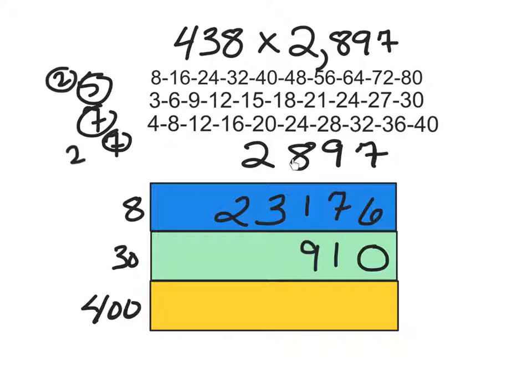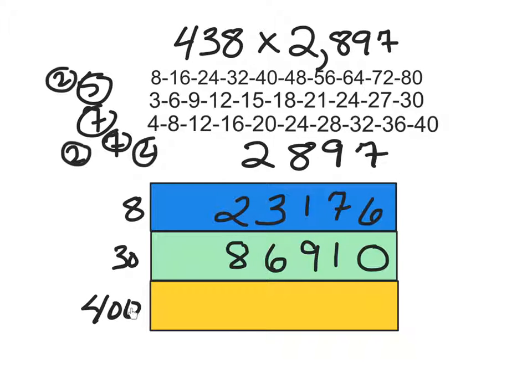3 times 8. 1, 2, 3, 4, 5, 6, 7, and 8 gives me 24. Plus this 2, 26. Drop that 6, carry that 2, and move along. 3 times 2. 1, 2 gives me 6. Plus 2 gives me 8. I'm going to drop the 8, and I am all done with this area box right there. Superb. Let's drop on down here.